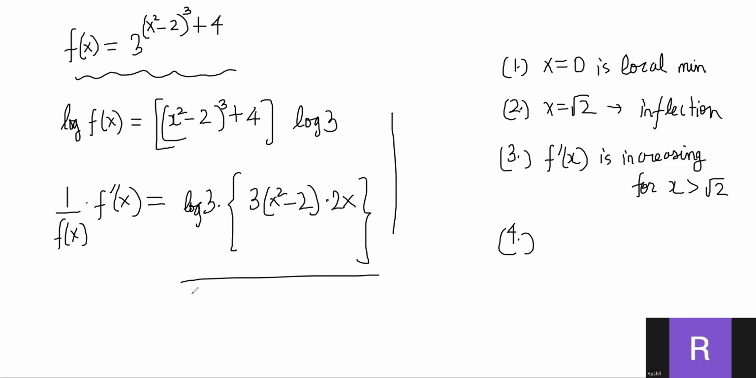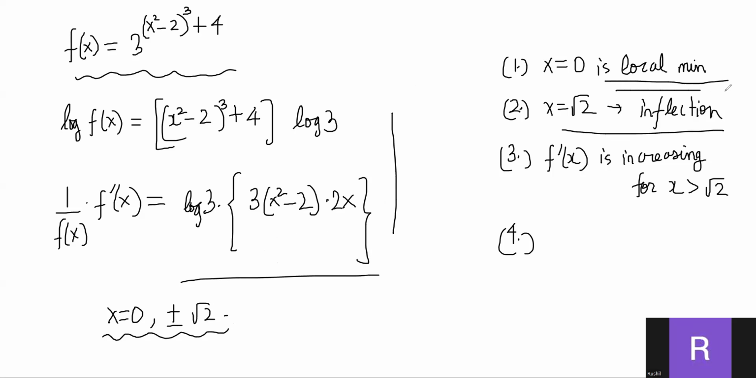And it is obvious that x is equal to 0, plus minus root 2 are the possible points where the derivative will be vanishing. If you take one more derivative, you will understand which one is what. And for x greater than root 2, it is obvious that f dash x is greater than 0.